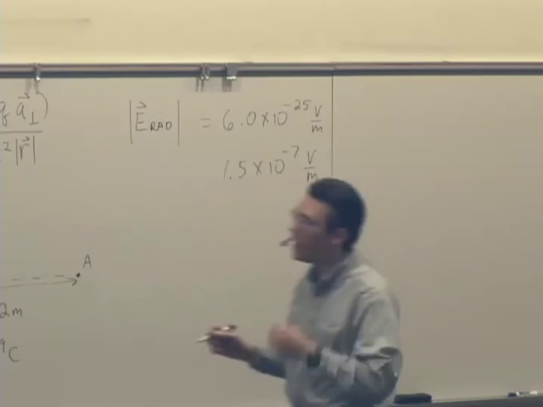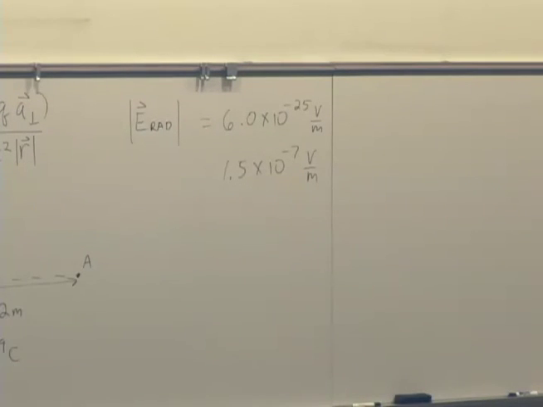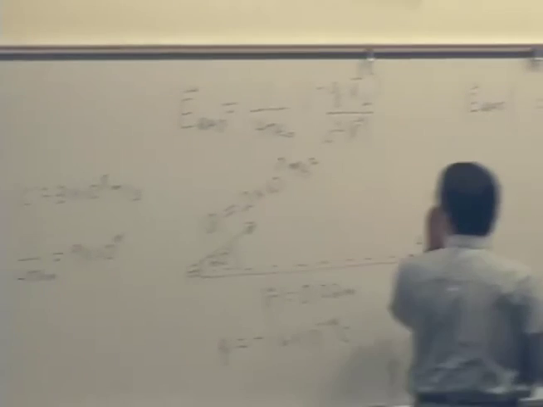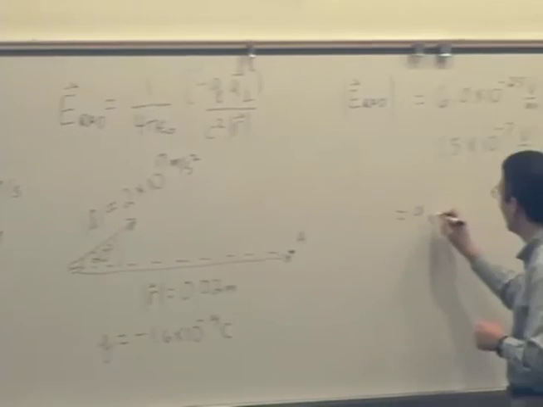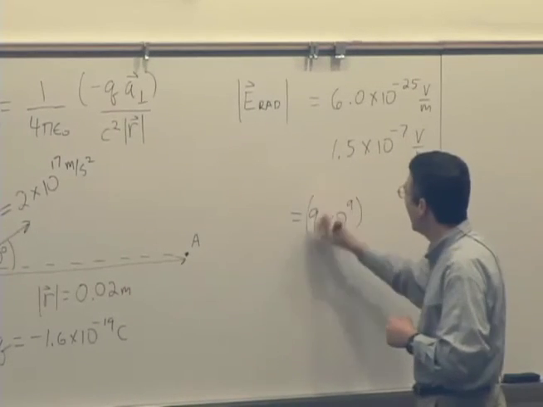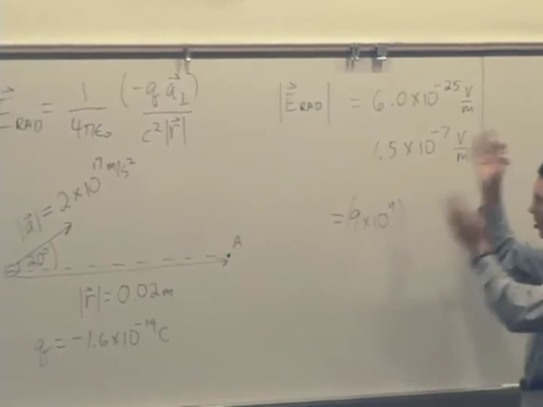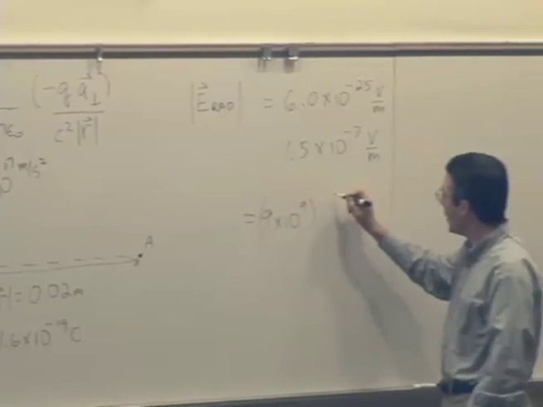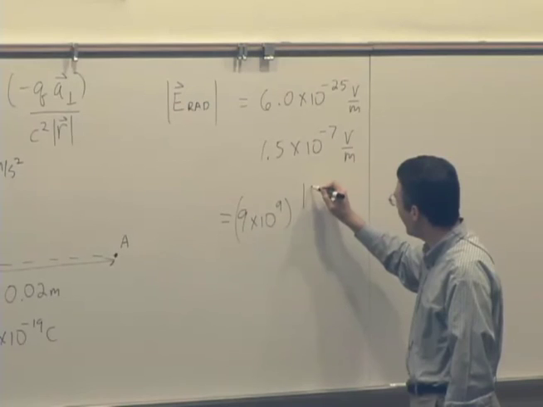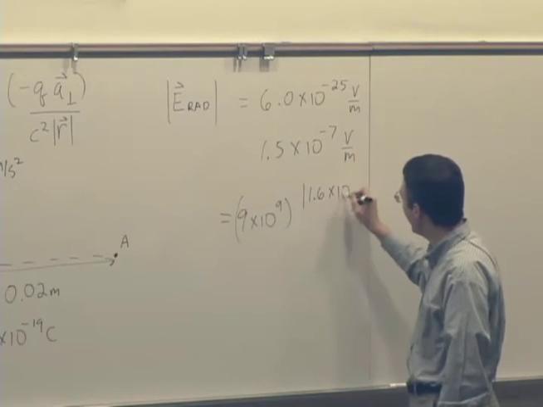Oh, what's one? 9 times 10 to the 9th. That's the one constant we needed, right? Well, let's check it. We have 9 times 10 to the 9th. And I'm just looking for the magnitude here, so the sign's not going to matter. I have the magnitude of the charge, so that's 1.6 times 10 to the minus 19.